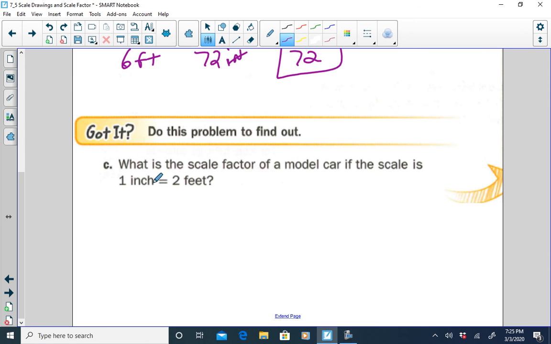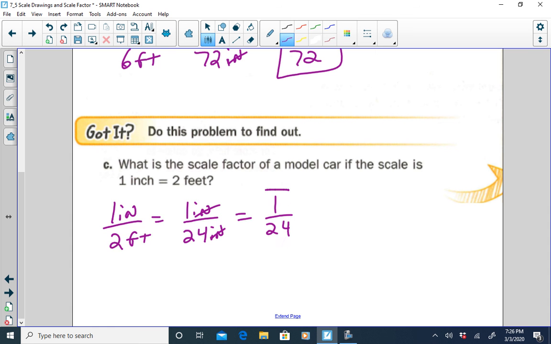Let's try another one. What's the scale factor of a model if the scale is 1 inch is 2 feet? Each one of these feet is 12 inches, so that's going to be the same as 1 inch is 24 inches. They cancel, so my scale factor without units is 1 to 24.